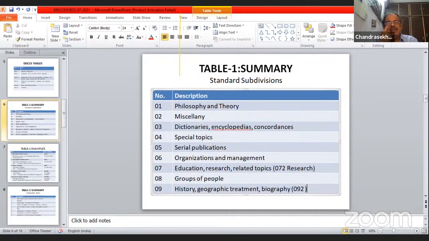So like that, the politicians, scientists, all. Ranganathan biography. Ranganathan, what is the subject area of Ranganathan? Library science. So to library science, we add 092. So that is the biography of a librarian. We take the number like that. So like that, this is table 1.